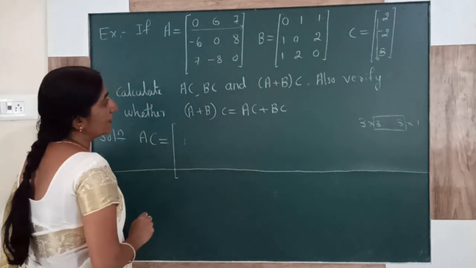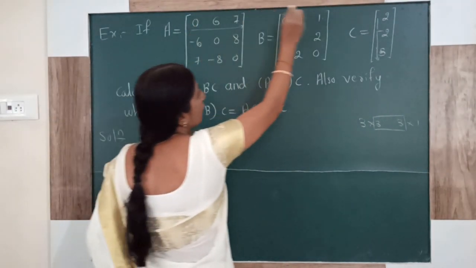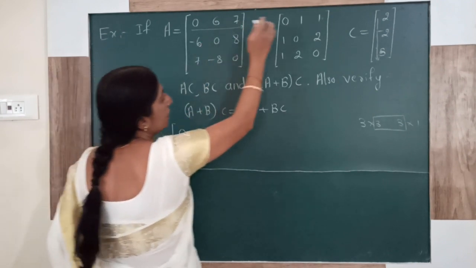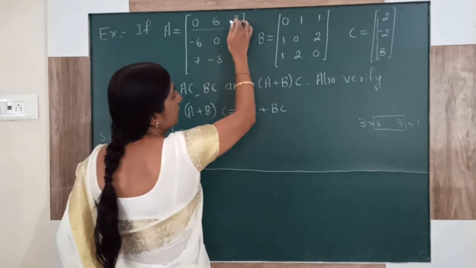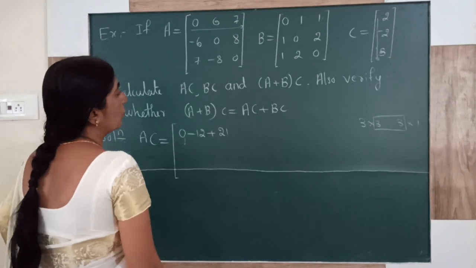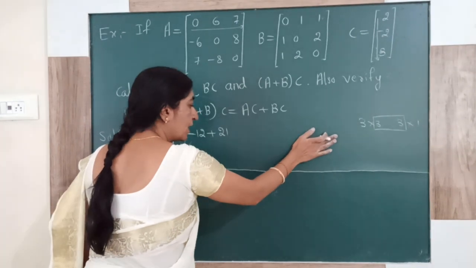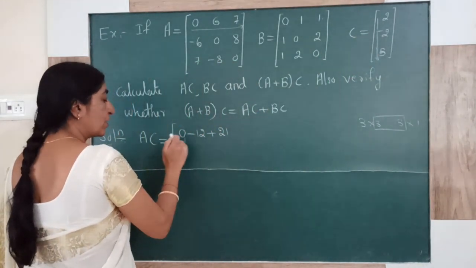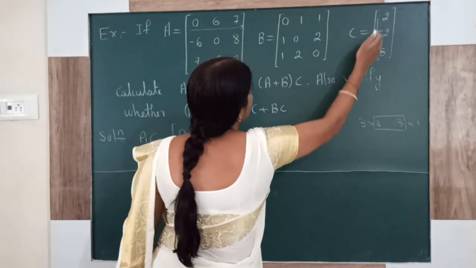Tell me the multiplication. In that we are multiplying corresponding elements. 0 into 2, that is 0, plus 6 into minus 2, that is minus 12. Next 7 into 3, 21, plus 21. So it completes first row with first column. Next we are not writing here. Why? Because we have only one column. Come to the second row. When you take second row, it comes second element. Second row with first column.